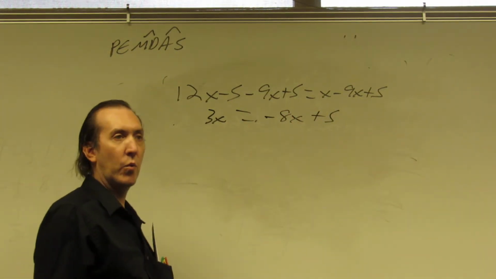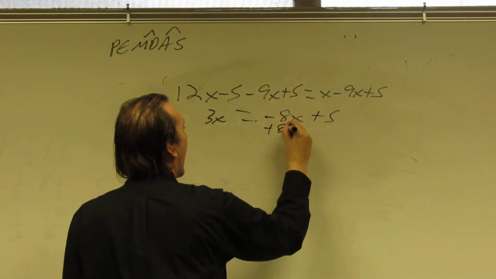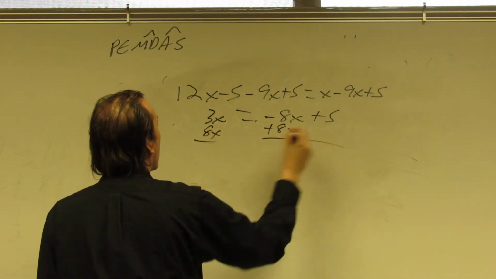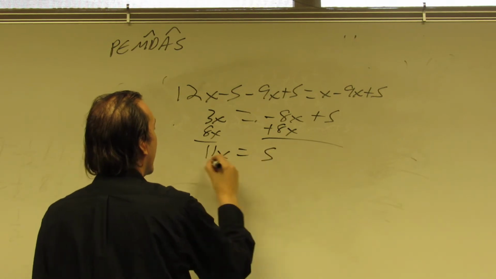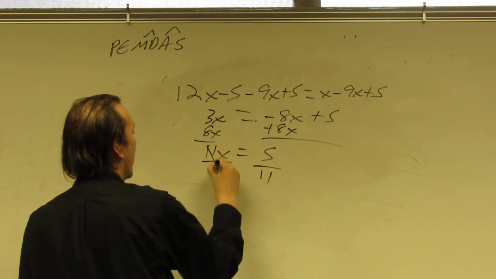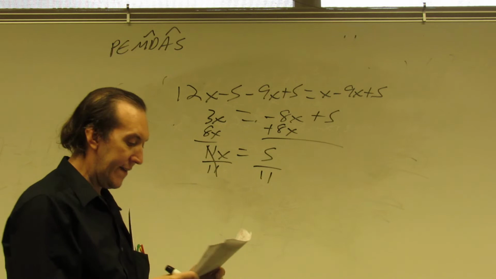Now we want our x's on one side, numbers on the other. Add 8x. We have 11x equals 5. Divide both sides by 11. X equals 5 over 11.